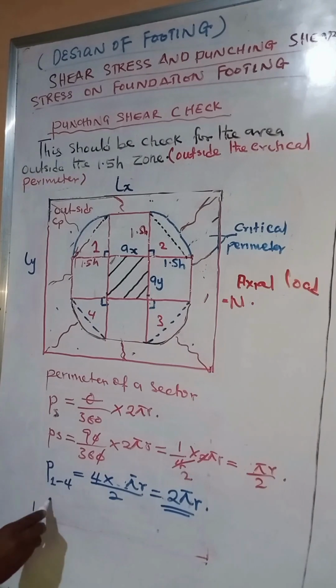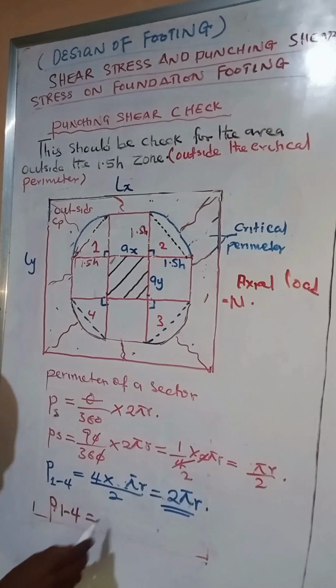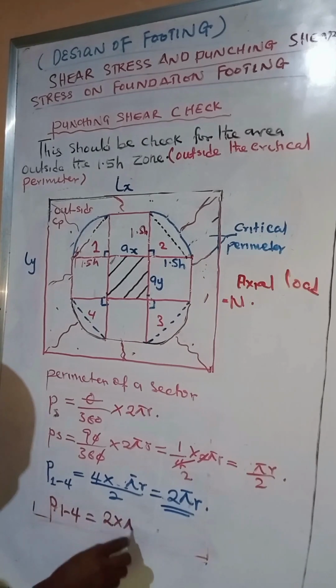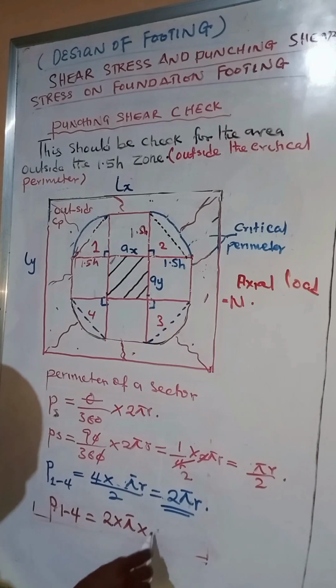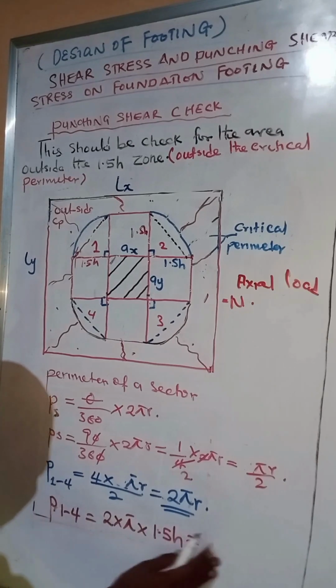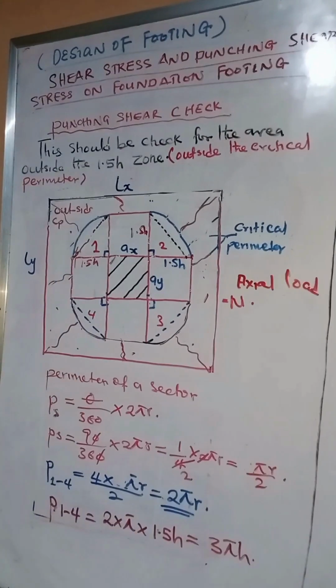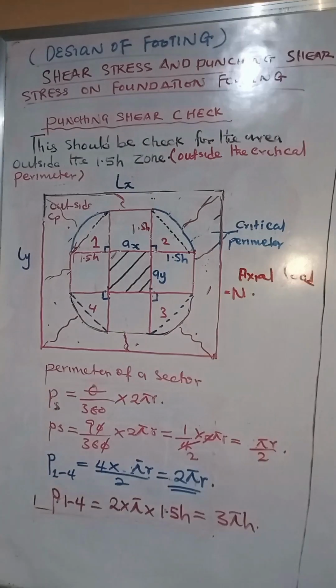So if we solve, we say that the perimeter of sector 1 to 4, the total perimeter of sector 1 to 4, becomes 2 times pi times r, where r represents our 1.5h. So if we do that, we are going to have this to be 3 pi h.